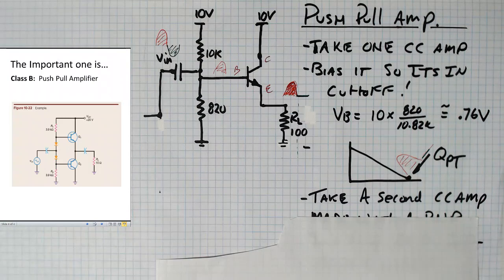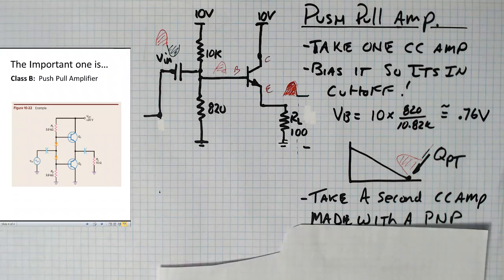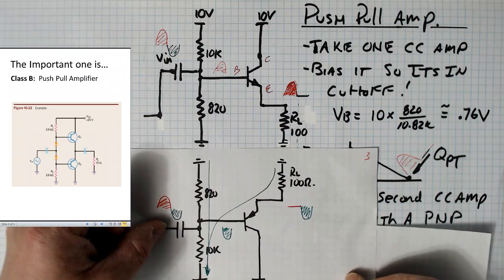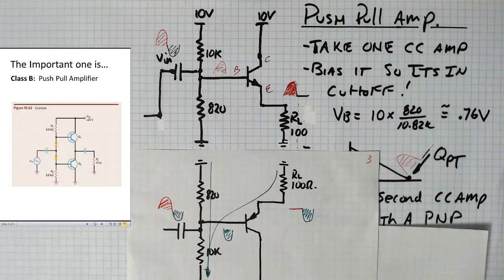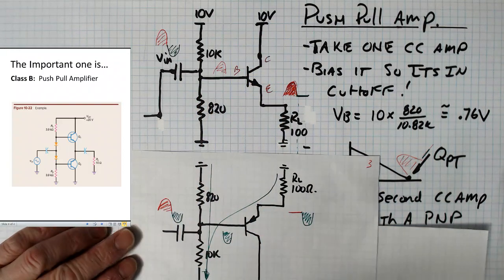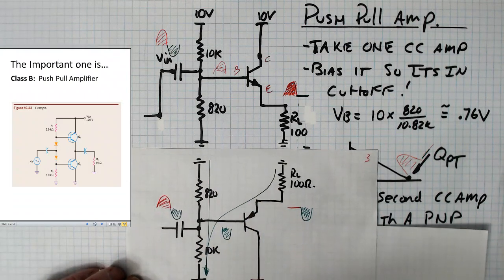So that's how you create a second CC amp made with a PNP, and how we would bring that into the circuit. What we would do is bring that into this circuit over here, and slide that up over here like this. So here would be our push circuit, and that would be pushing current out to a load. And then we would slide up the NPN transistor, common collector amplifier, up underneath that.